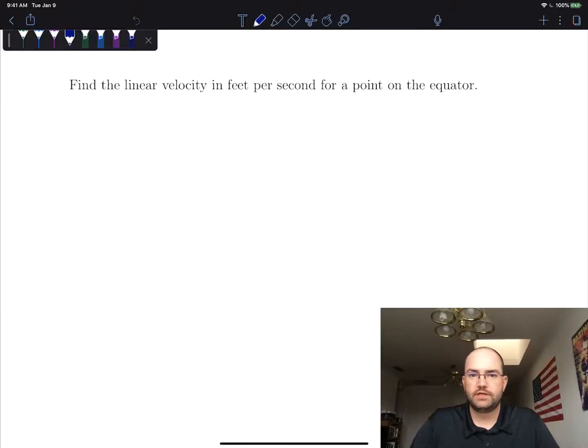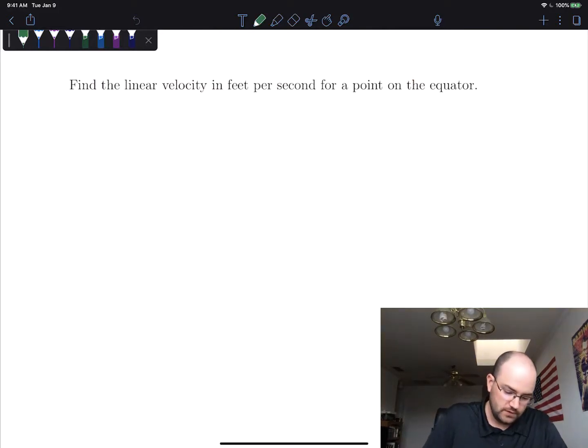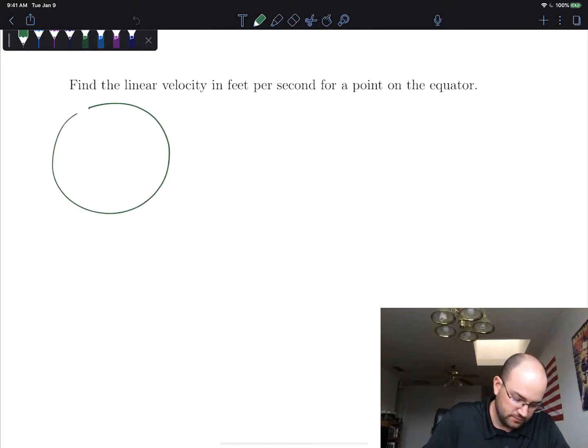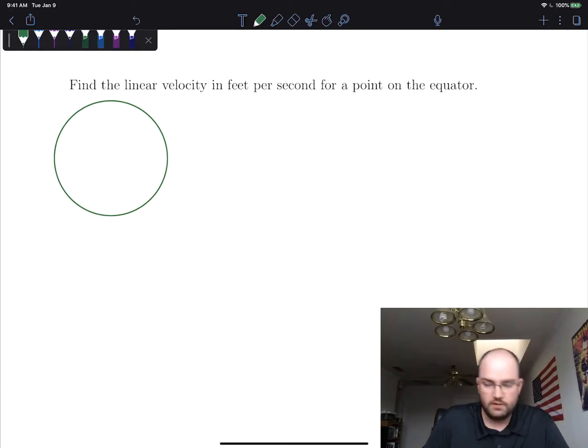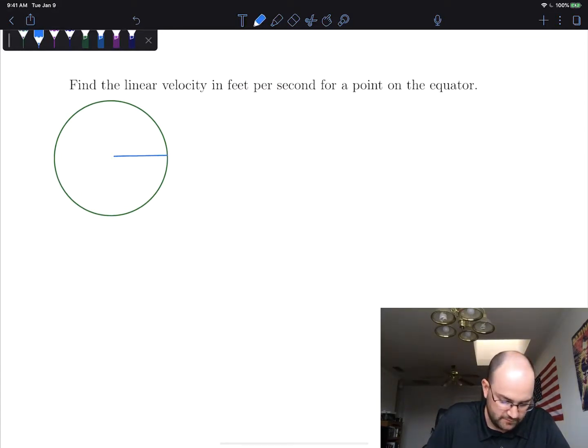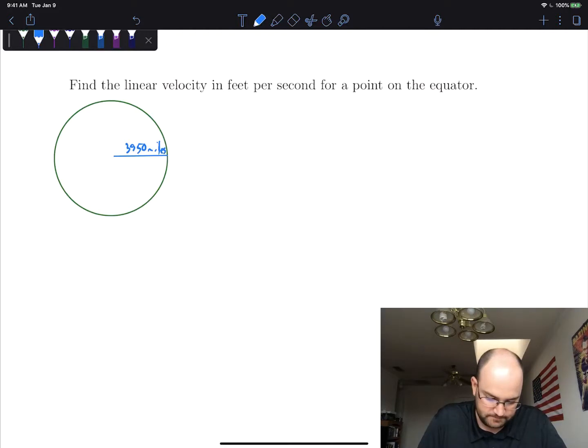Hello. In this video, we're going to look at an application. It says find the linear velocity in feet per second for a point on the equator. If you didn't watch the last video, the Earth has a radius of 3,950 miles. And we figured out the linear velocity that way.